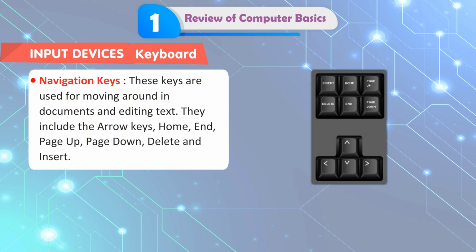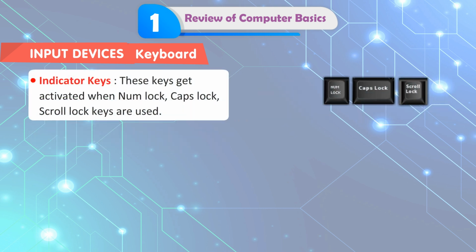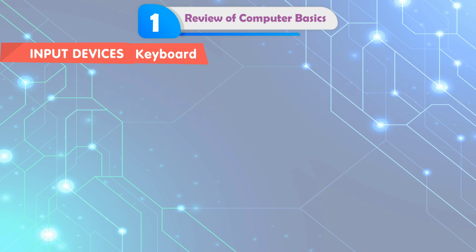Navigation keys. These keys are used for moving around in documents and editing text. They include the arrow keys, home, end, page up, page down, delete and insert. Control keys. These keys are used alone or in combination with other keys to perform certain actions. The control keys are Control, Alt, Windows logo key, and Escape. Indicator keys. These keys get activated when num lock, caps lock, scroll lock keys are used.